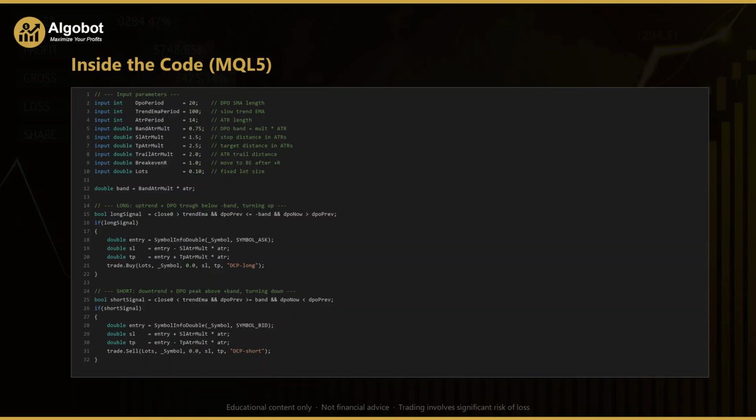Below the inputs, the strategy first calculates the band by multiplying the band multiplier by the current ATR. Then look at the long block.